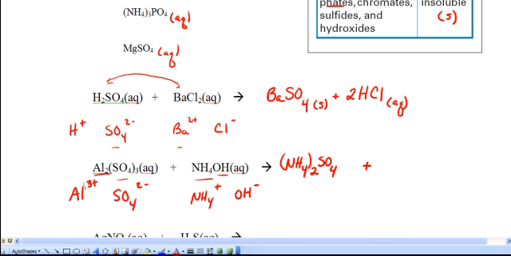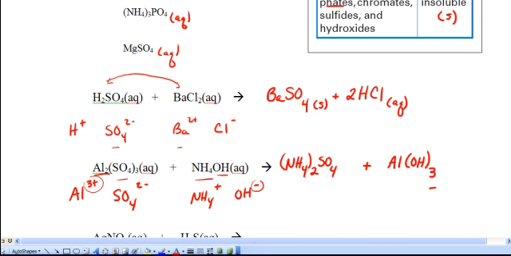You go back to the original charges. Aluminum is a +3, hydroxide is a -1. Therefore, you need 3 hydroxides to balance the charge on 1 aluminum. Now the other way you can think about this is the crisscross. If there was a 3+ above the aluminum, that would go with the hydroxide. The 1 from the hydroxide would go with the aluminum.